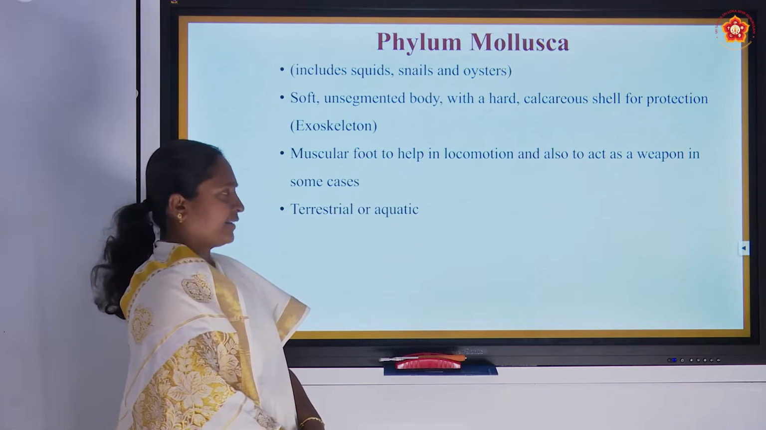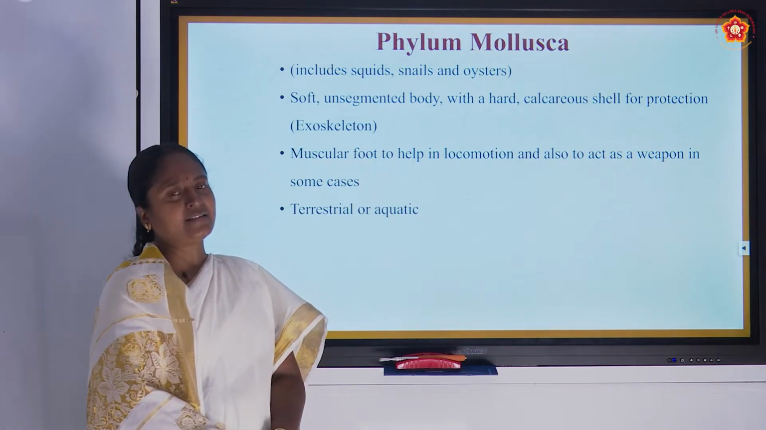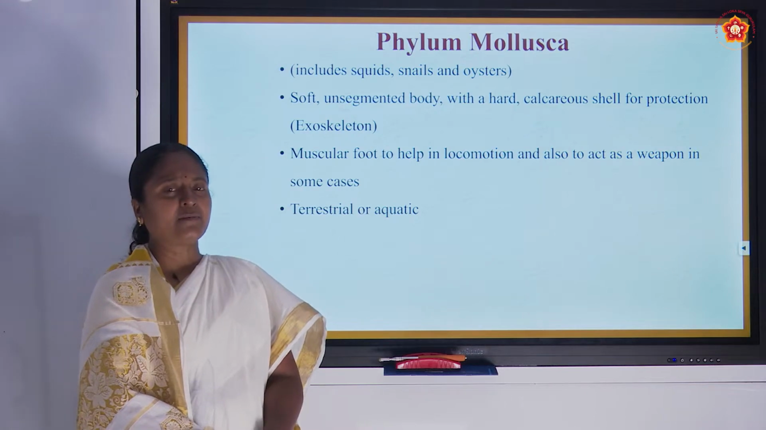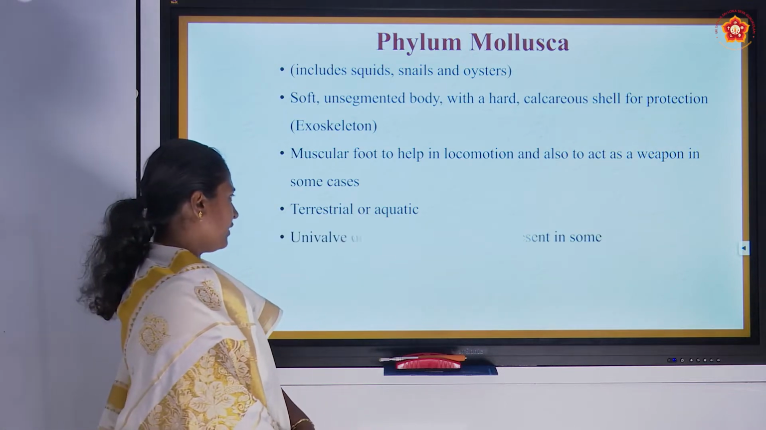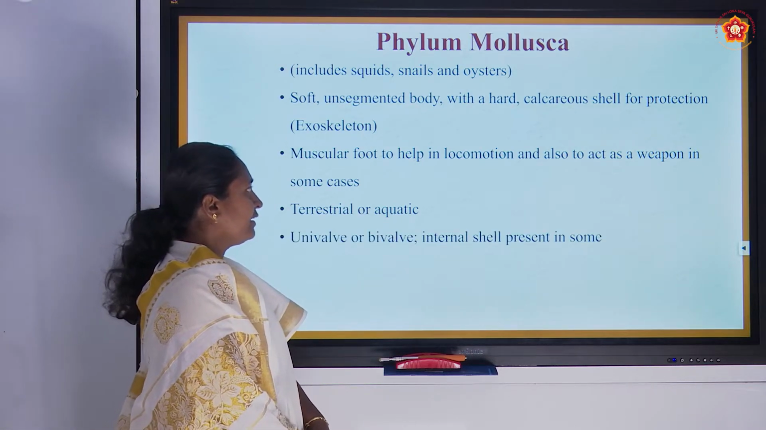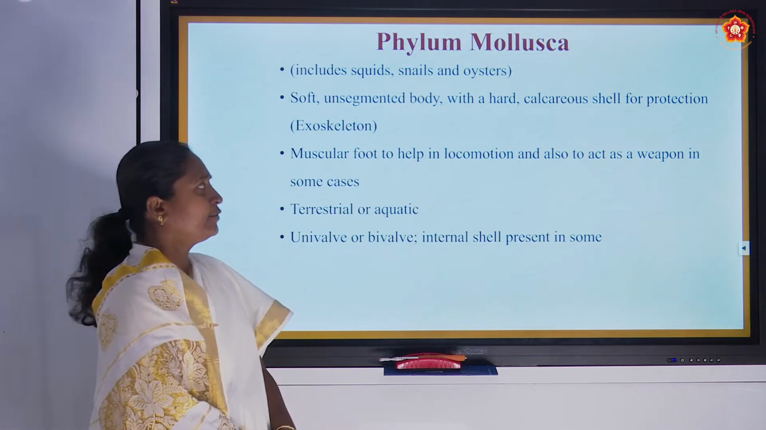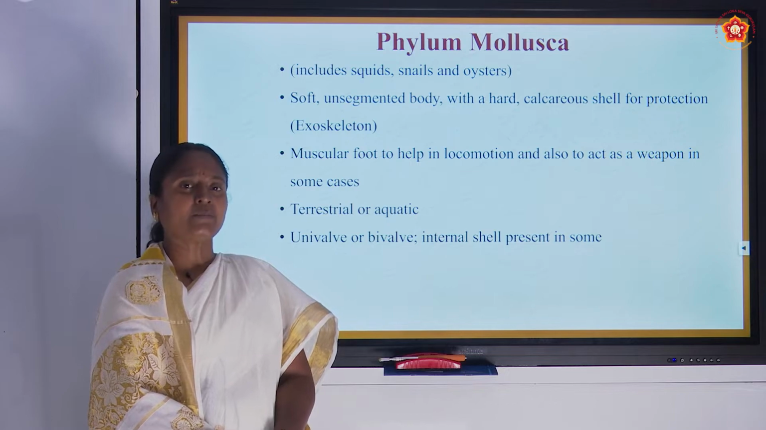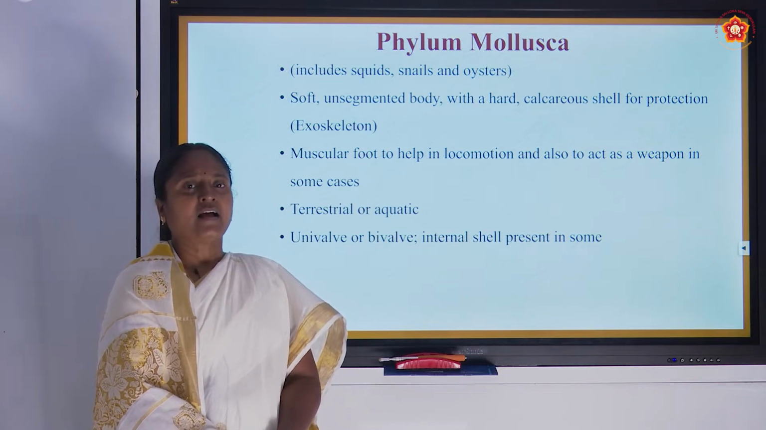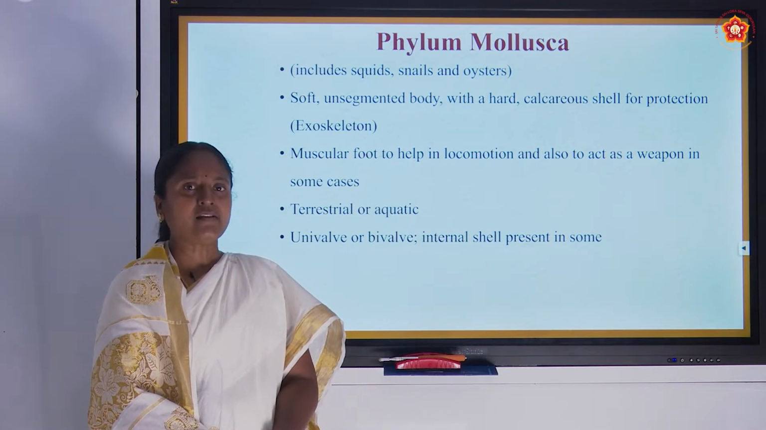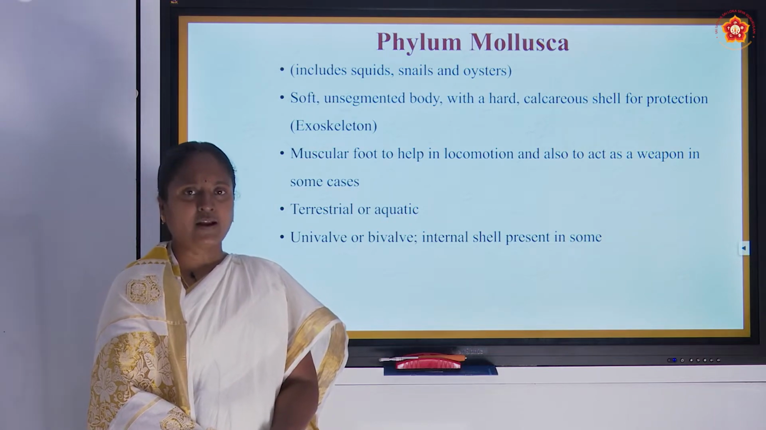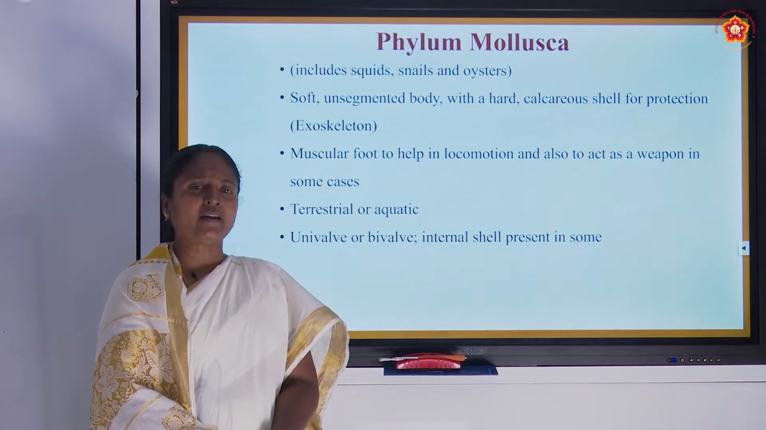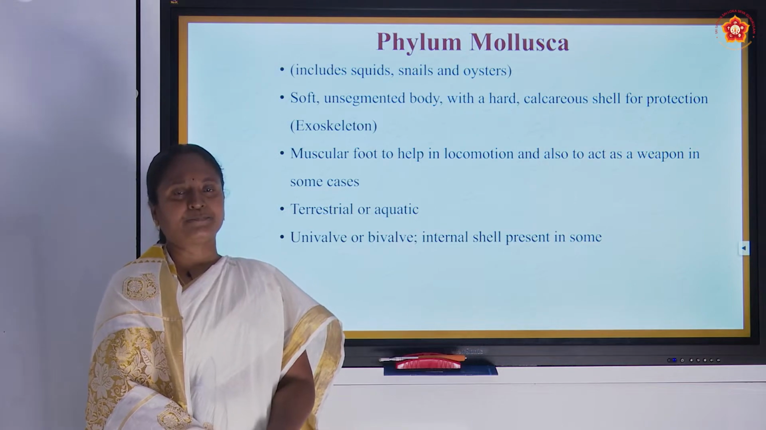And they are terrestrial or aquatic. We can see some of the snails living on land, and mostly they are aquatic in nature. And in that outside exoskeleton it may be a single shell or it may be 2 shells. Then it is known as univalve and bivalve. Uni means one, so one shelled organism or a 2 shelled organism.